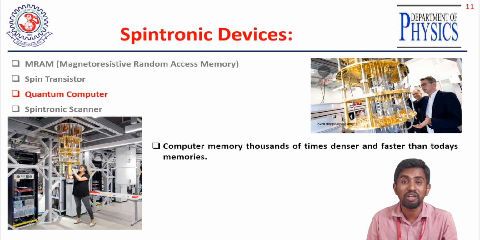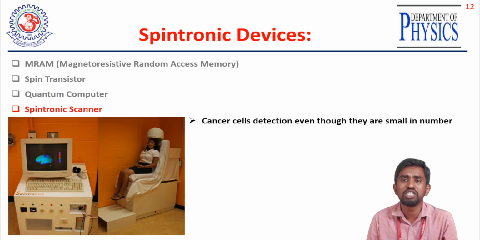So you can now expect quantum computers are evolving with the spintronic system. It should be a very effective research field for us to explore. Apart from this, in the medical field they are also using spintronic devices like spintronic scanners. Because the spintronic part is very small, they can sense cancer cells. They can detect them even though they are very small in number, because the spin of the electron does this work.